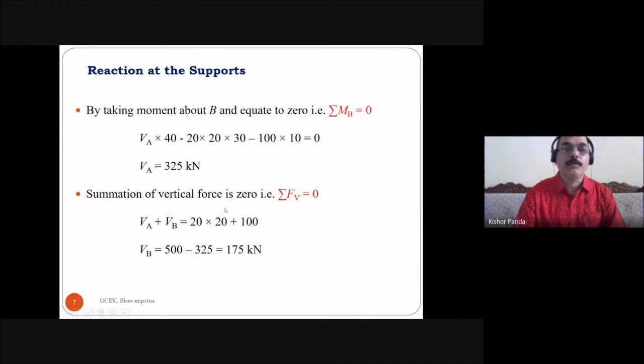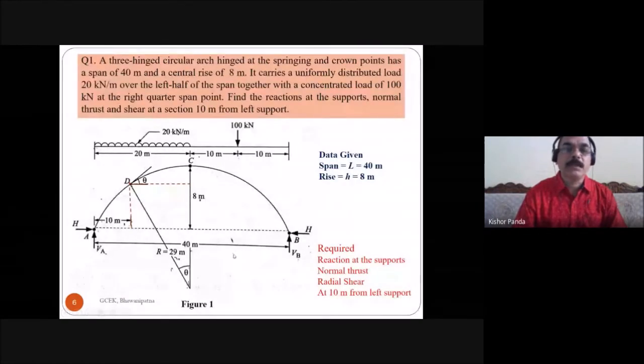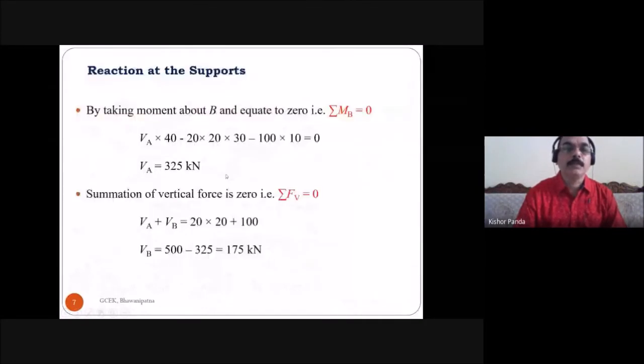Then take the summation of vertical force is equal to 0. Here you see this is the vertical reaction, this is the UDL, and this is the concentrated load. So the summation of vertical force is equal to 0: VA plus VB is equal to 20 into 20 plus 100. From this relation you will get VB is equal to 500 minus 325 is equal to 175 kilonewton.